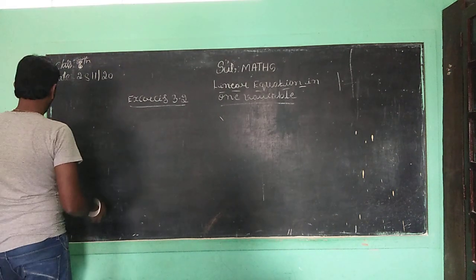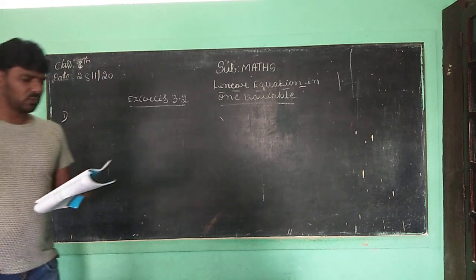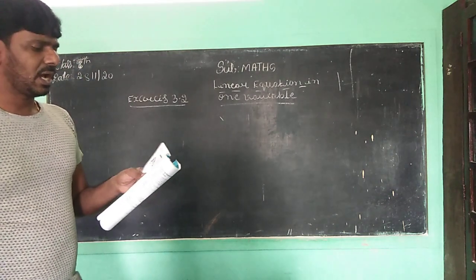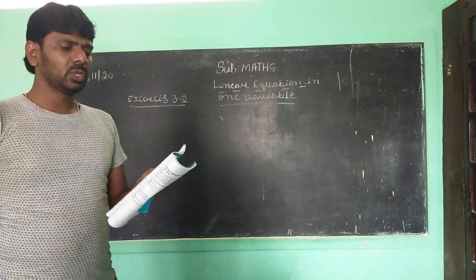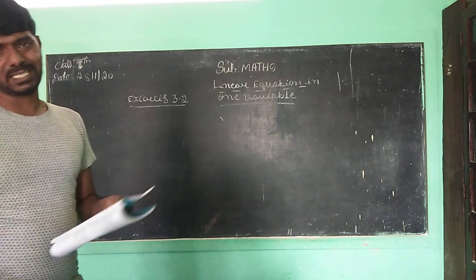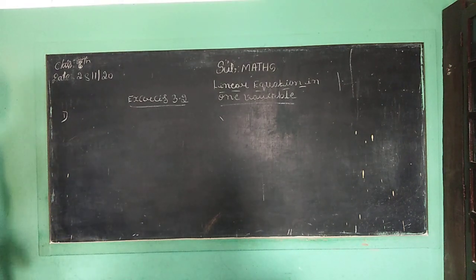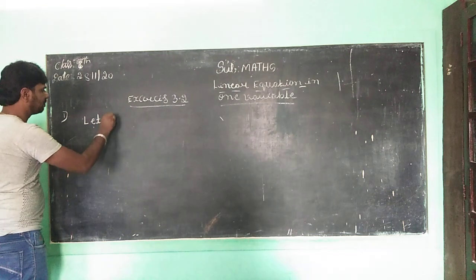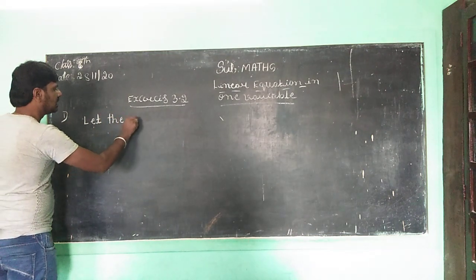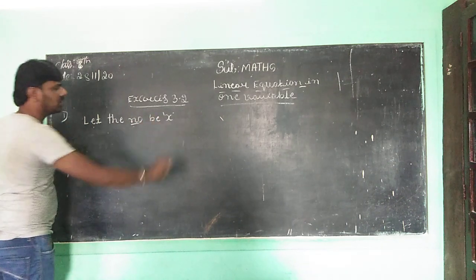Exercise 3.2, first question. See children, if you subtract 1 by 2 from a number and multiply by the result, it is 1 by 2, you get 1 by 2. What is that number? Children, you subtract 1 by 2 from a number, so we don't know that number. Children, now we want to take, let the number be x, children. Because we don't know, that's why.